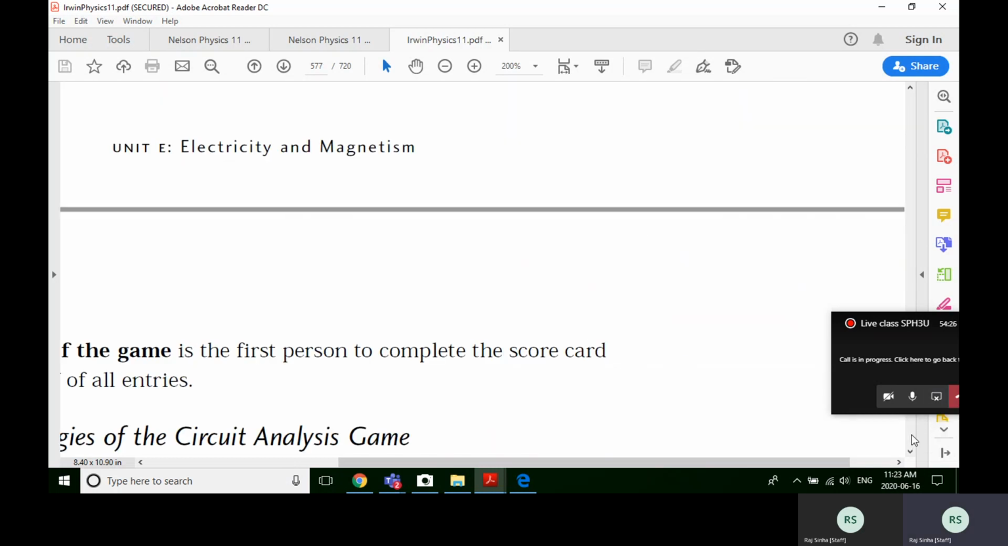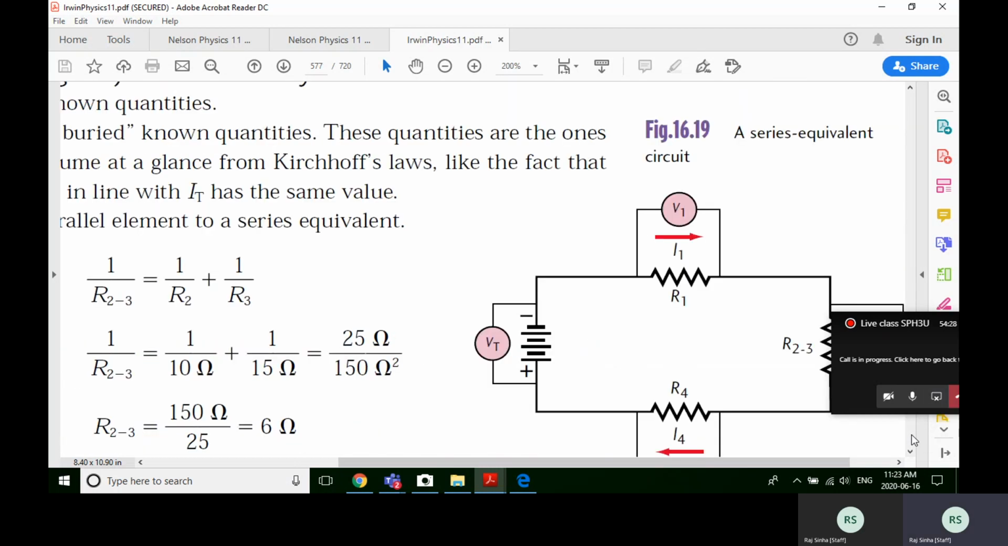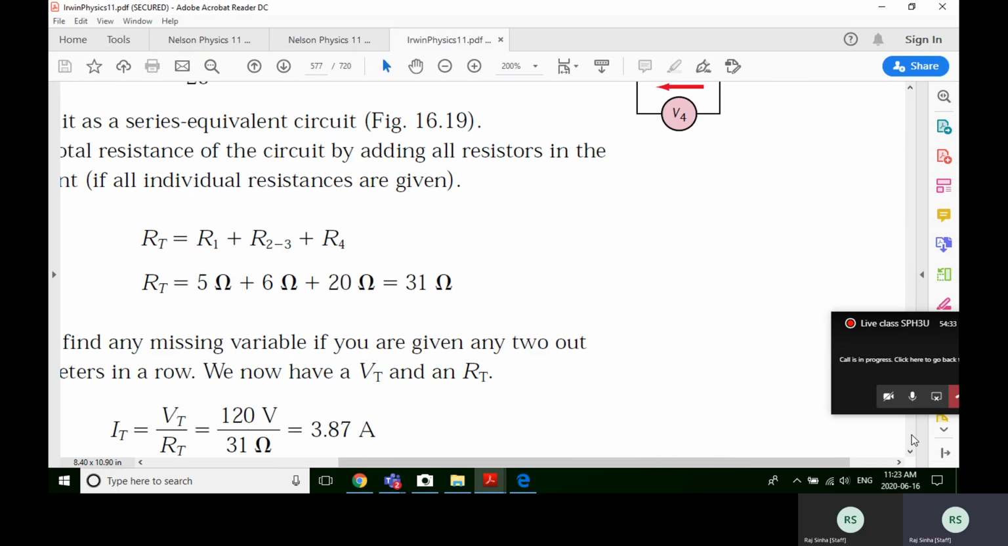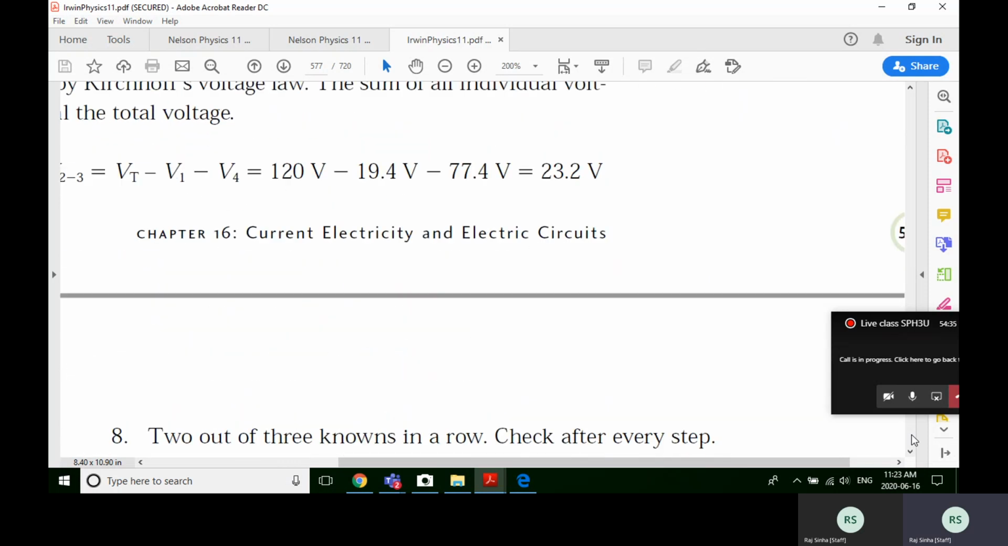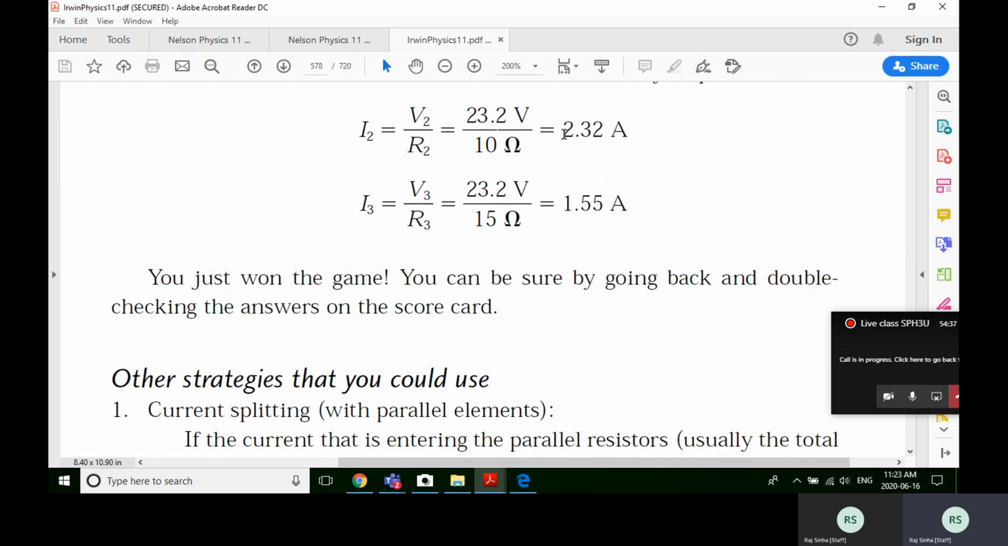Now, further down here, they walk you through the steps, so you can actually follow through if you want. They've done exactly what I've just done, but they walk you through all the different calculations. Now, they give you some other ideas as to what you could do, and again, there's different ways to solve this.